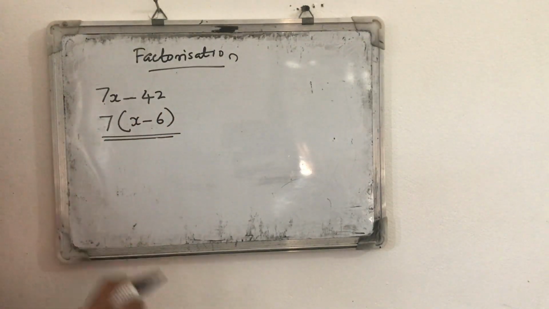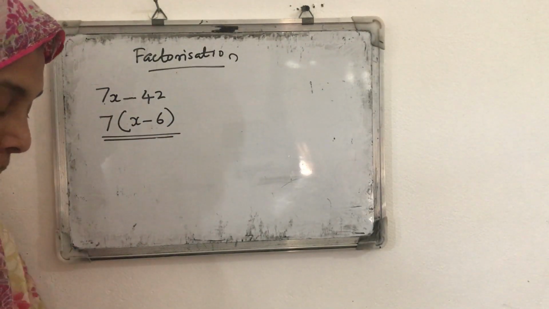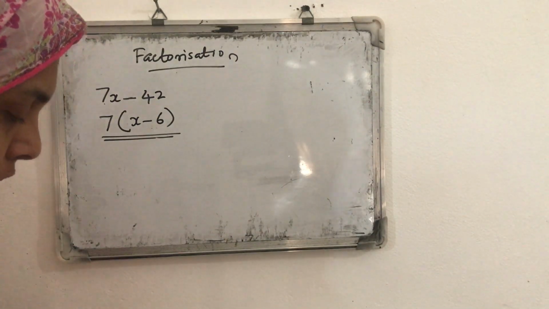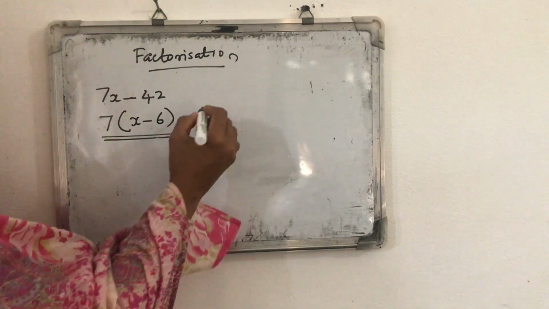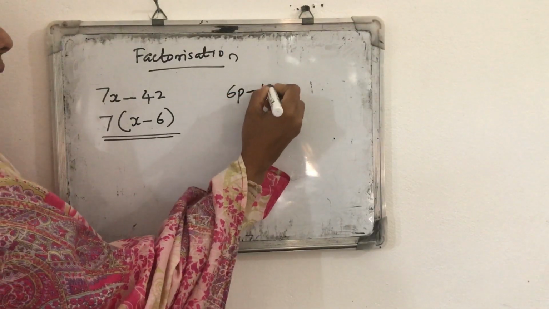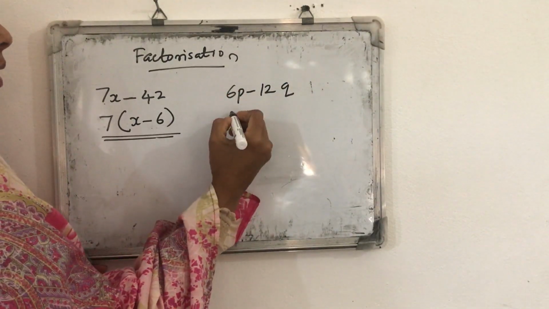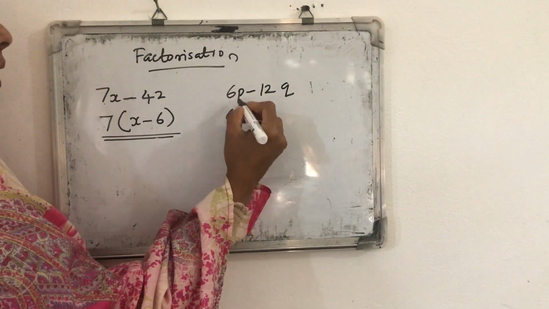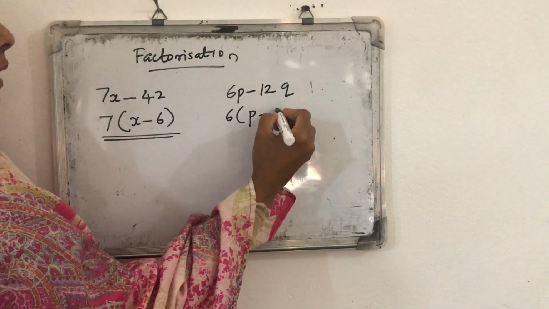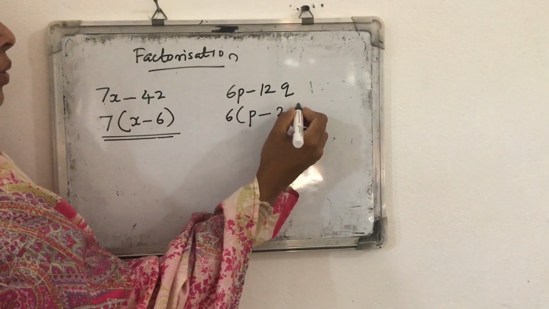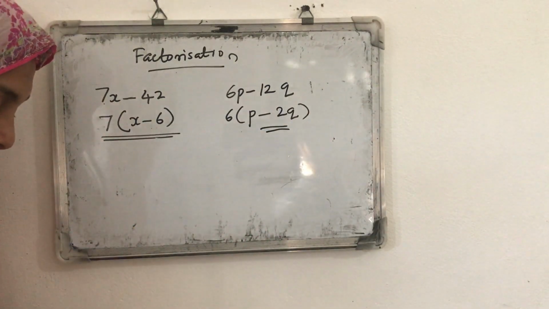Next, the second question is to find the common factors only: 6p minus 12q. Which is the common factor? 6 is common. What is remaining in the first term? p. Then here 2q. So 6 into p minus 2q.